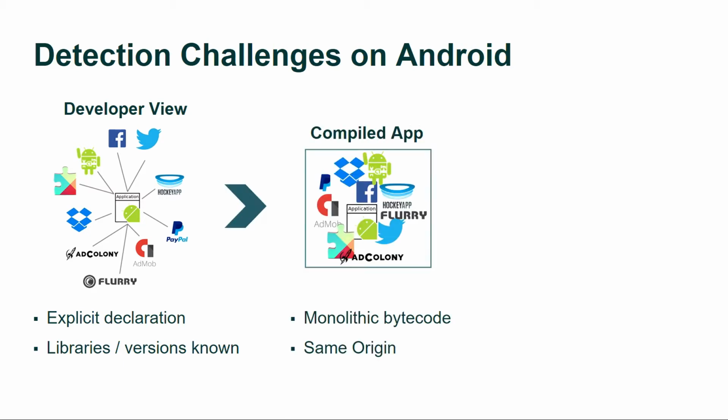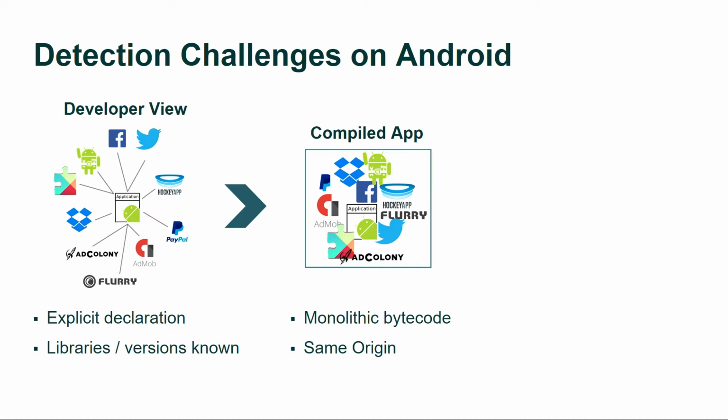But as soon as the app is compiled, this explicit mapping gets lost, as any third-party code is now statically linked to the application code. And as a result, we receive one monolithic bytecode file. And we no longer have different code origins. And this has severe security implications, because now any third-party library that is included inherits the access rights and permissions of their host application. So if the host app is able to access sensitive data, like your location or your contact data, so does each and every included library.